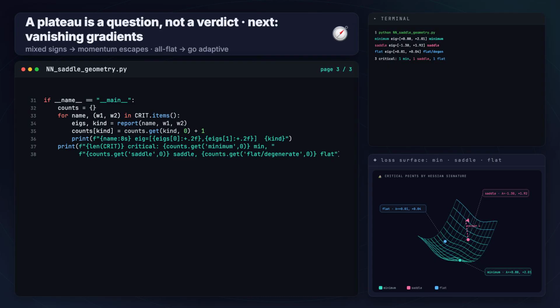But there's a deeper reason the signal goes flat that has nothing to do with the landscape and everything to do with depth. When a network gets tall enough, the gradient can shrink to almost nothing on its way back through the layers before it ever reaches the surface you're standing on. That's next, vanishing gradients, when depth kills the signal.